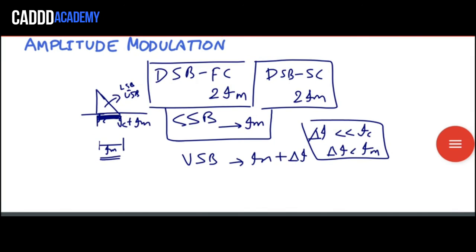Now this was the time domain equation and the spectrum representation for all the four types of amplitude modulation techniques, and we have talked about the bandwidth also. In the next lecture, we will study the generation and the demodulation of all the four types of amplitude modulation techniques.